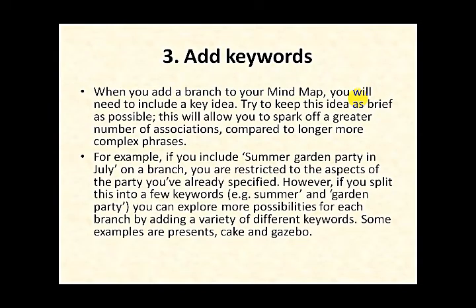Add keywords. When you add a branch to your mind map, you will need to include a key idea. Try to keep this idea as brief as possible. This will allow you to make a greater number of associations compared to longer, more complex phrases. For example, if you include a summer garden party in July on the branch, you are restricted to the aspects of the party you have already specified. However, if you split this into a few keywords, summer and garden party, you can explore more possibilities for each branch by adding a variety of different keywords. Some examples are presents, cakes and gazebo.